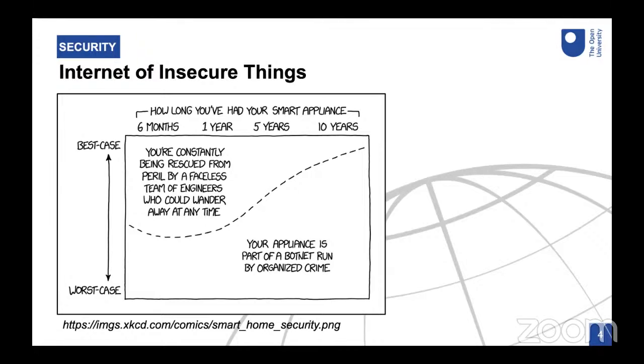And this is captured by a cartoon by Randall Munroe, who draws the XKCD series of comics, where you have this best case, worst case scenario where when you first bought your device, you're kind of on a 50-50 territory of the engineers of these devices continuously working to keep them secure and keep you from being attacked in any way. But over time, as those engineers move on and start working on newer devices, actually the likelihood is that your appliance is going to be successfully hacked and being used for nefarious purposes.